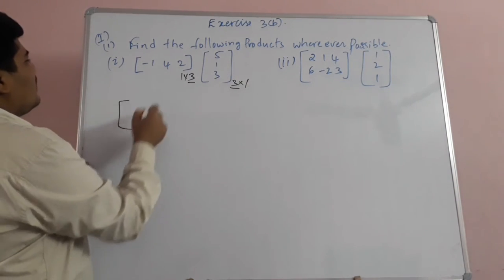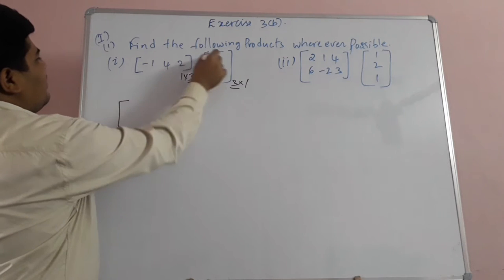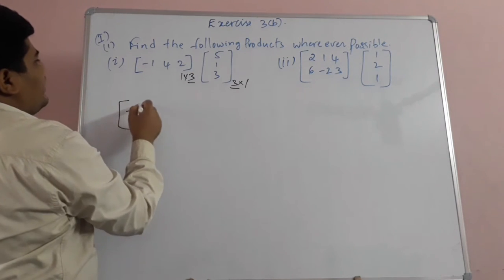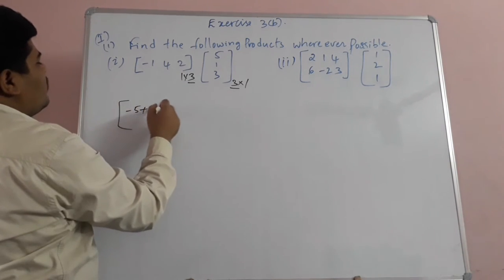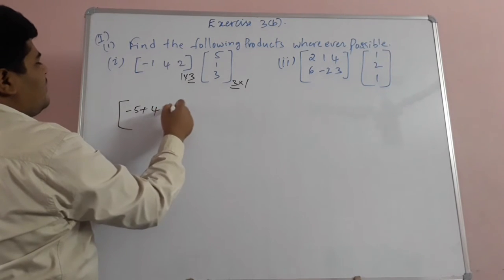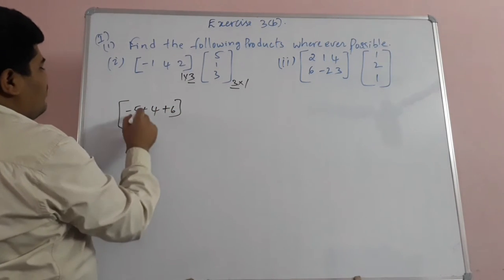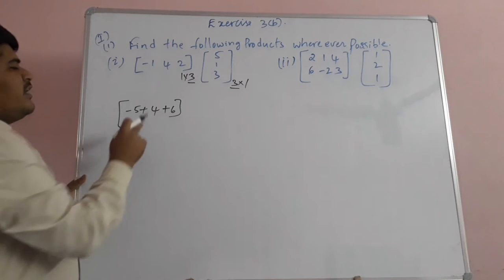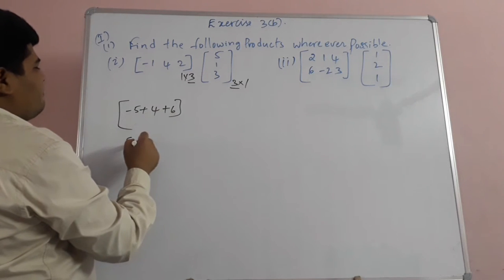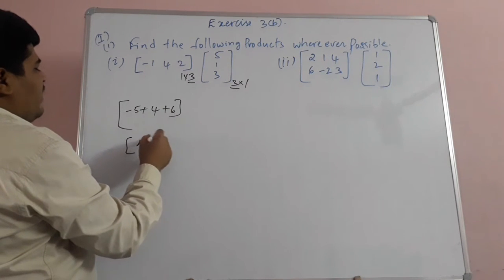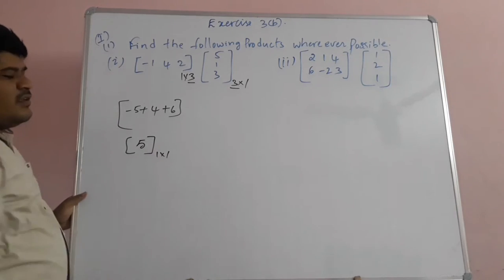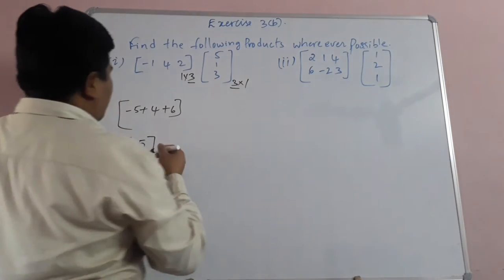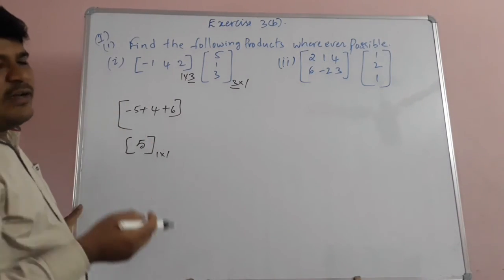Now children, first row, first column: negative 1 into 5 is negative 5, plus 4 into 1 is 4, plus 2 into 3 is 6. If you take the sum, negative 5 plus 4 is negative 1, and negative 1 plus 6 is 5. So 5 is the answer. Its order is 1 by 1. This is called a singleton matrix, as it has only one element.